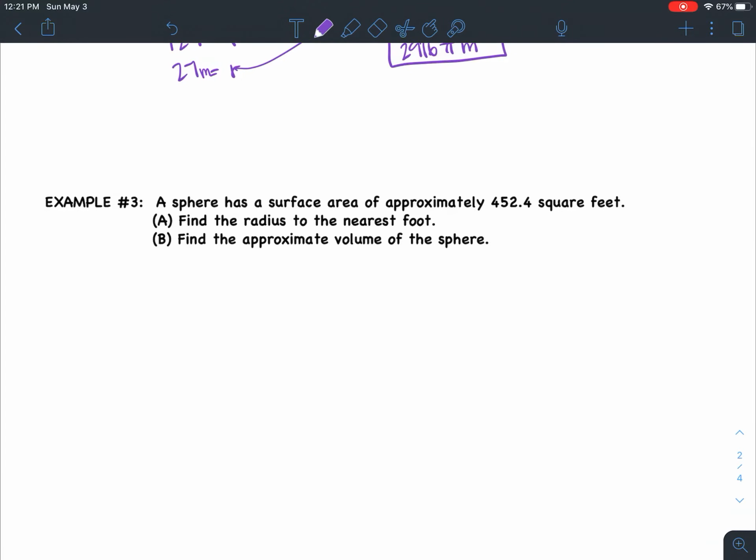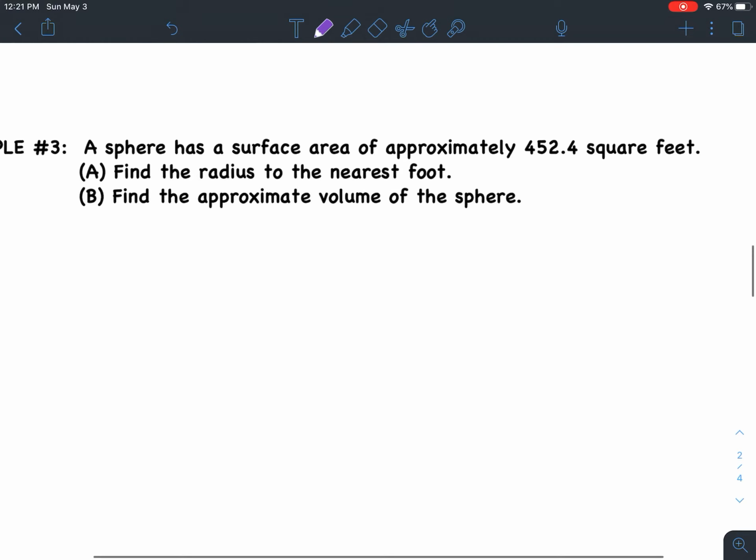And then the last one for spheres. A sphere has a surface area of approximately 452.4 square feet. Find the radius and then approximate the volume. So now we're going to start with our surface area and work backwards towards our volume. So for my surface area, my formula is 4 pi r squared.